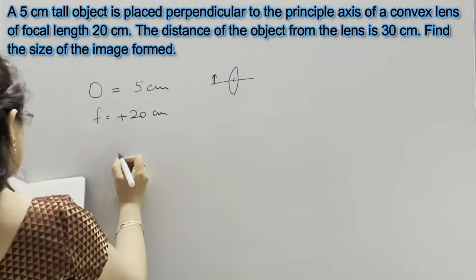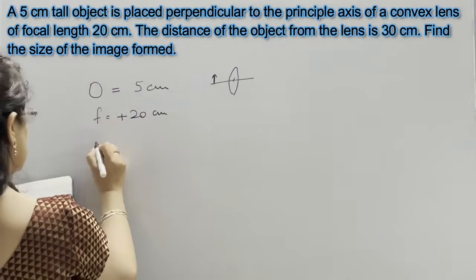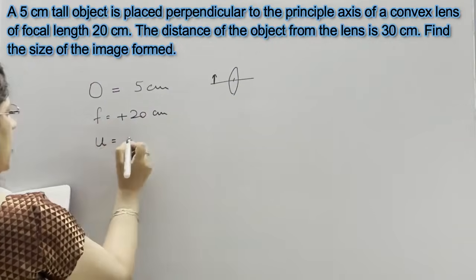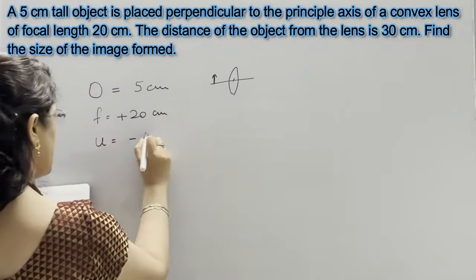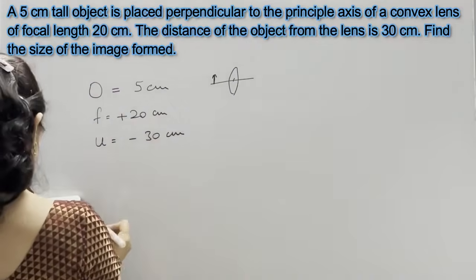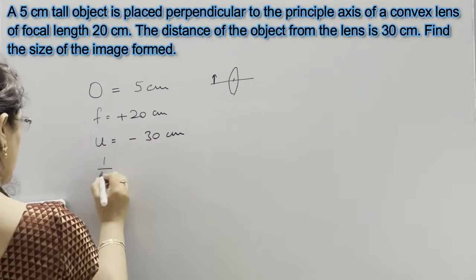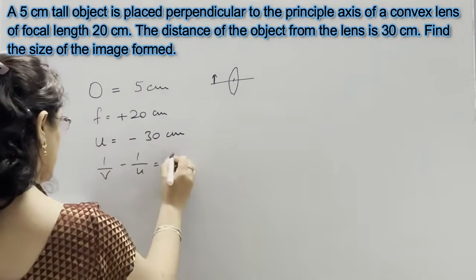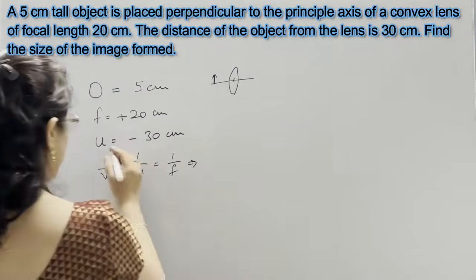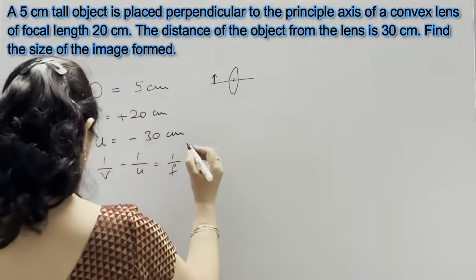Now, the distance of the object from the lens is 30 centimeter. It means U, object distance, is 30 centimeter but on the left hand side, so minus 30 centimeter. Now we are using the formula 1 by V minus 1 by U is equal to 1 by F. First we have to calculate the value of V here.